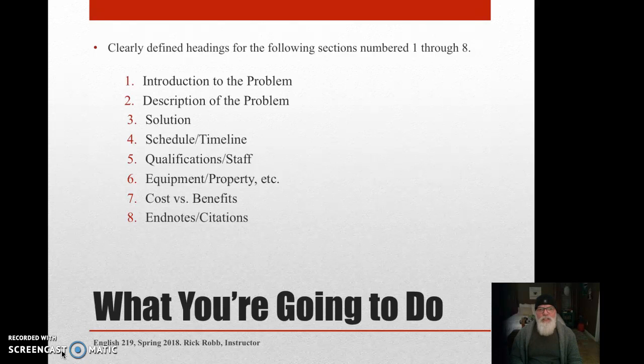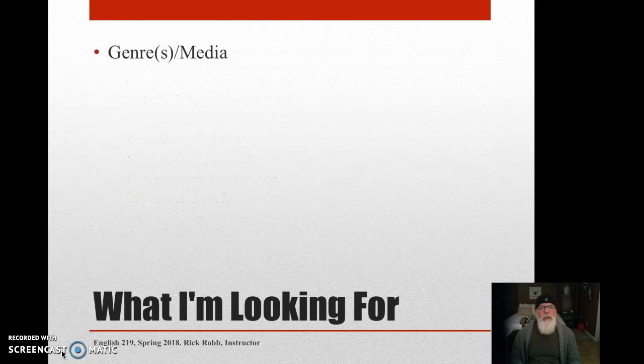You will have a section showing the qualifications of the staff. And for this, I'm going to ask you to create job titles and a job description that goes with those. Any equipment or property that you might need, materials, whatever you're going to need to complete this project. A cost versus benefits section, recalling that the benefits are always going to be greater than the costs. And then endnotes and citations for any stuff that you're citing in there.